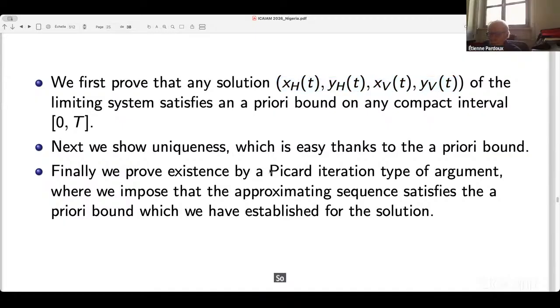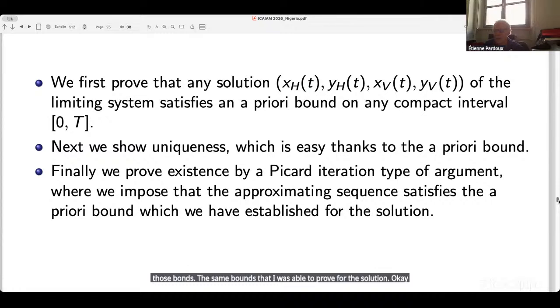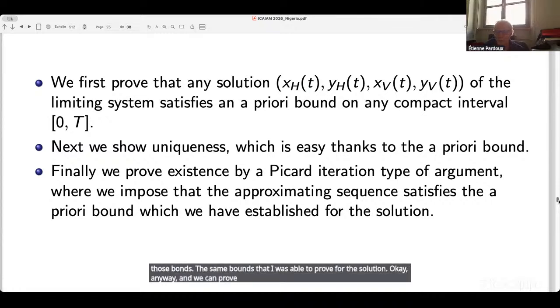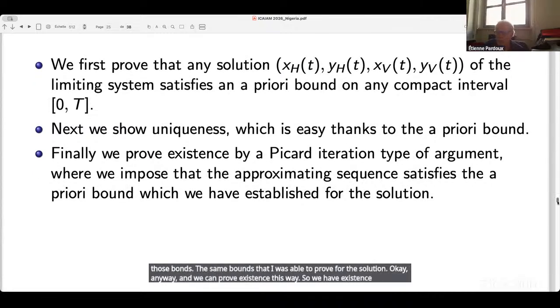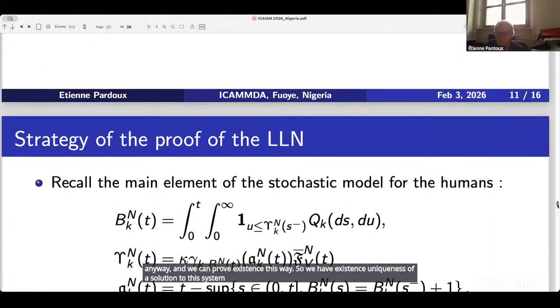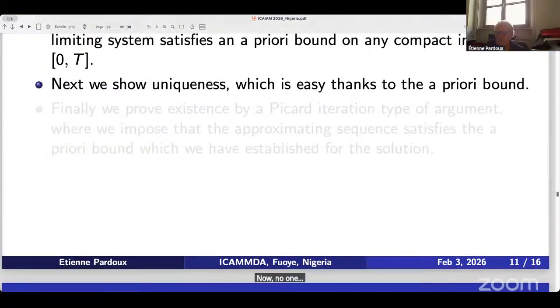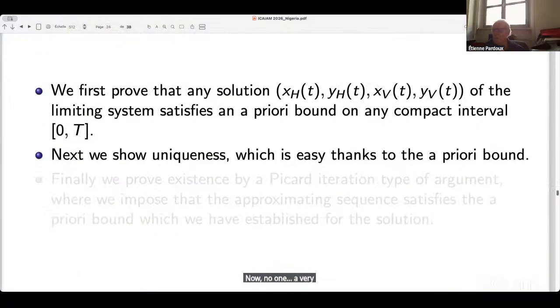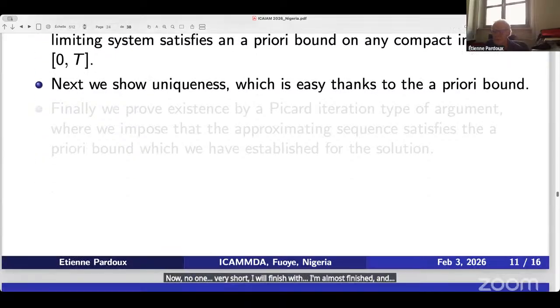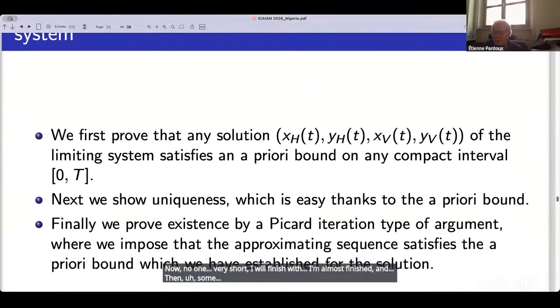So I use a modified Picard iteration to enforce those bounds, the same bounds that I was able to prove for the solution. Anyway, we can prove existence this way. So we have existence and uniqueness of a solution to this system of equations. Now, a very short, I will finish with, almost finished, and then some other comment.